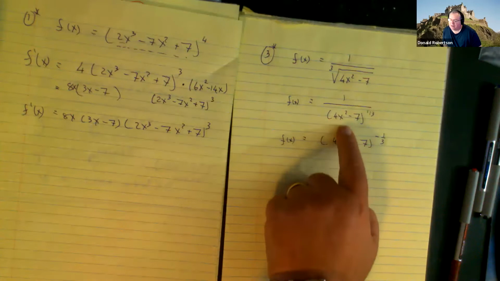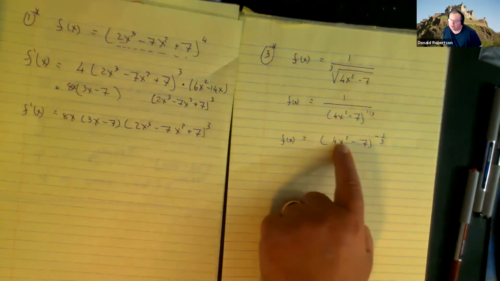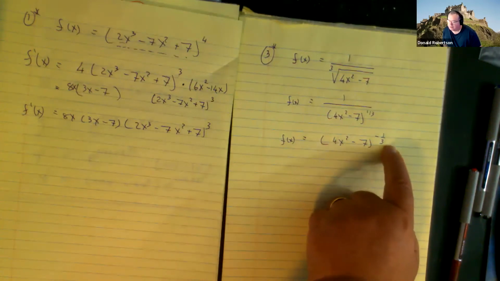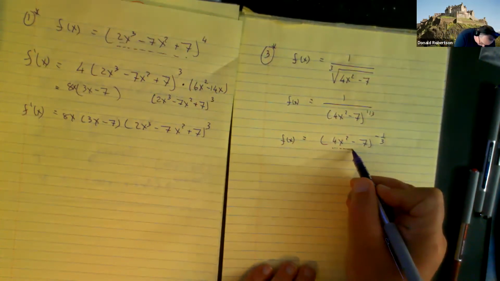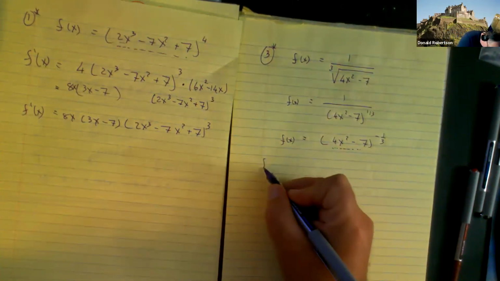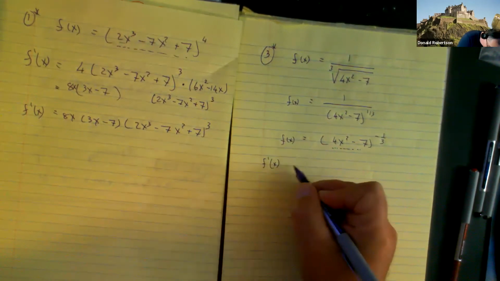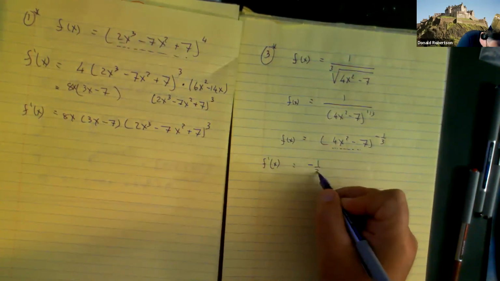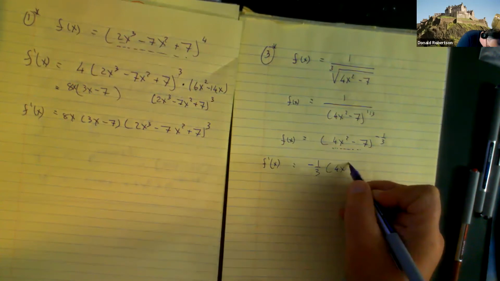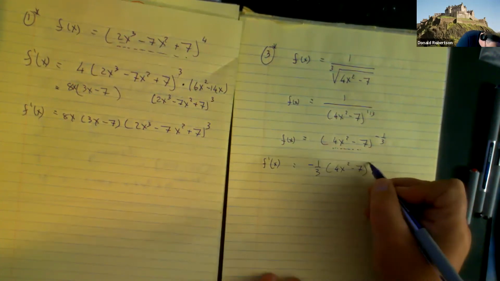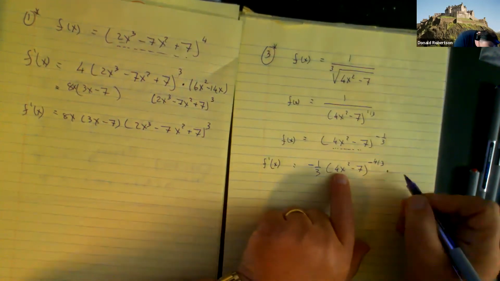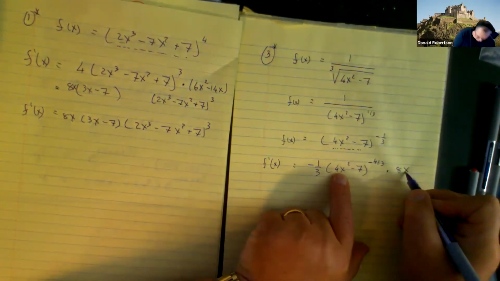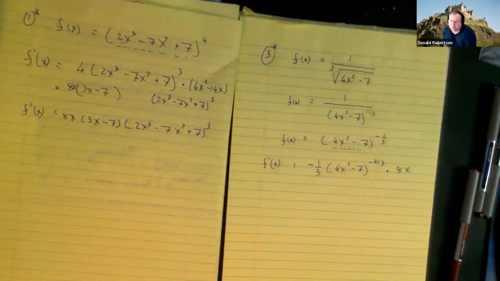So this guy has to be first rewritten as a power of negative a third. This guy is my inside function. So our derivative is going to be multiplied by the power, inside function, reduce the power by 1, followed by the derivative of the inside function, which is just 8x. So far, so good?